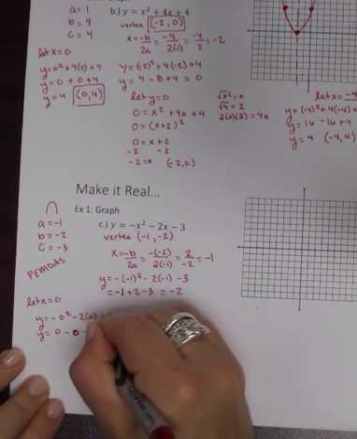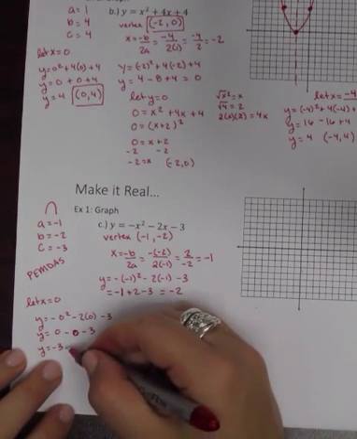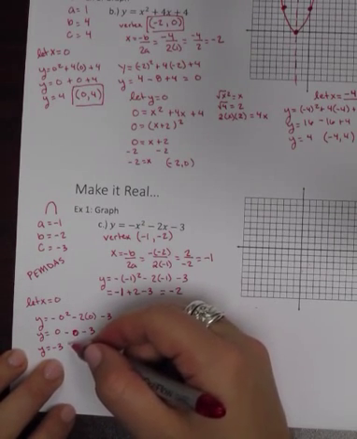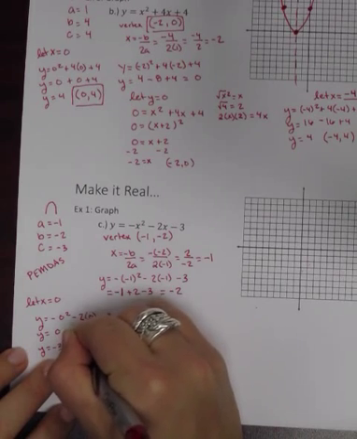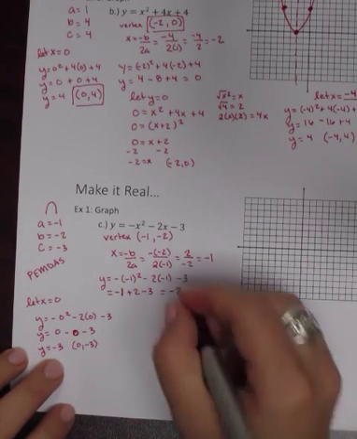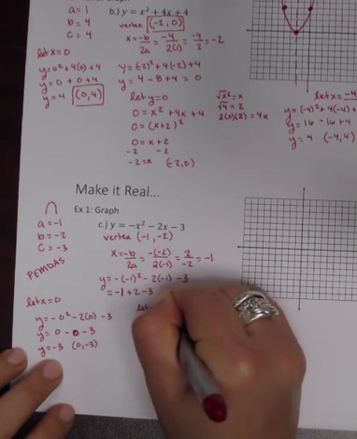And then negative 3, so y equals negative 3. Again, your y-intercept is really going to be using your c value, so you've got 0, negative 3. Okay, step 4 is we have to find our x-intercept, so we're going to let y equal 0.